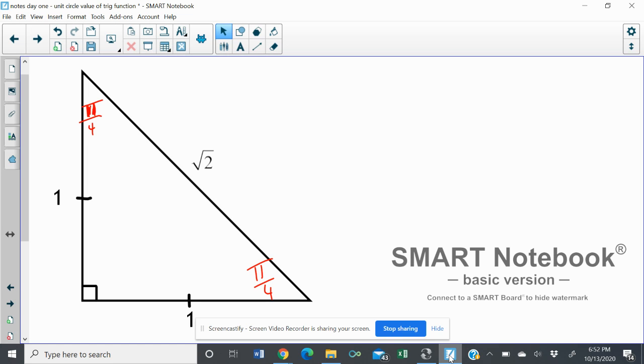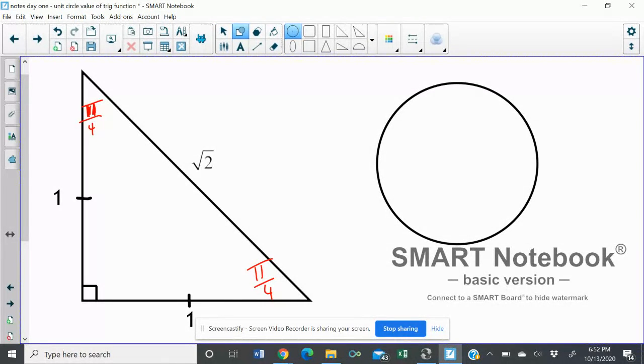Hey guys, I just wanted to go over a couple of things that we didn't necessarily get to today in class. I'm going to kind of revamp this 45, 45, 90-degree triangle. Remember, again, if we're talking about that unit circle, right?